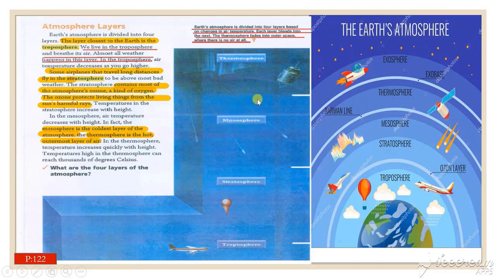Another atmosphere layer, the mesosphere. Next after the stratosphere comes the mesosphere. What is the mesosphere? The mesosphere is the coldest layer of the atmosphere.